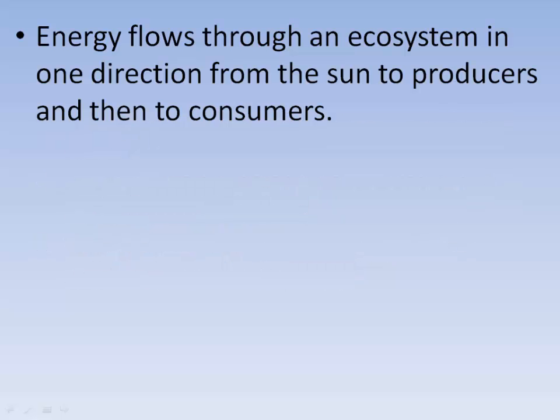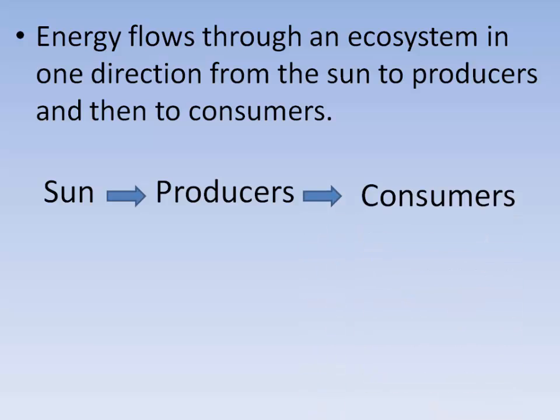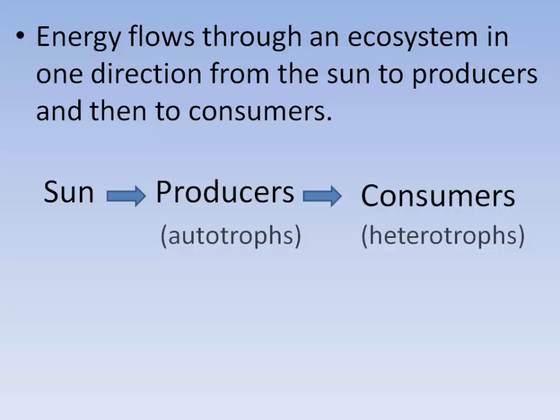All right, so energy from the sun flows through an ecosystem in one direction, from the sun to producers, and then from producers to consumers, and then from one type of consumer to the other. So here's the sun. Producers use the energy to produce food for their own use, and then consumers get their energy from producers. So the autotrophs capture the sun's energy and produce food. Heterotrophs, or consumers, then eat the producers.